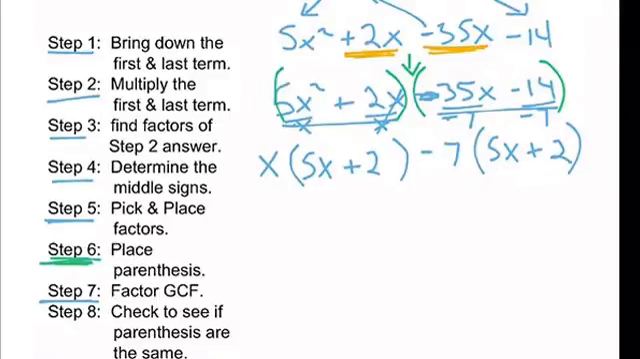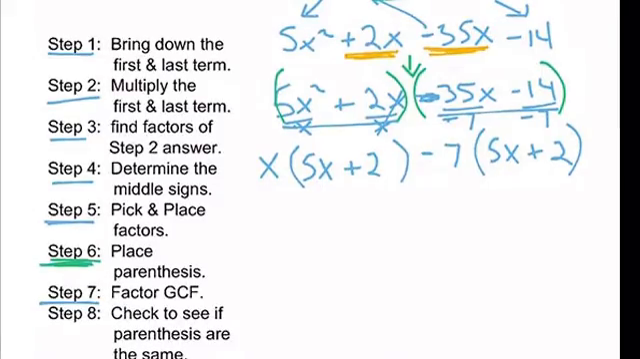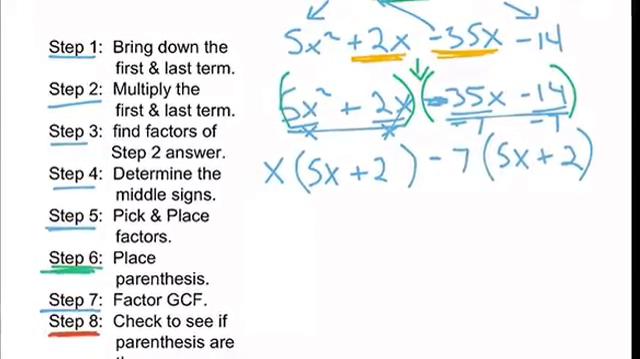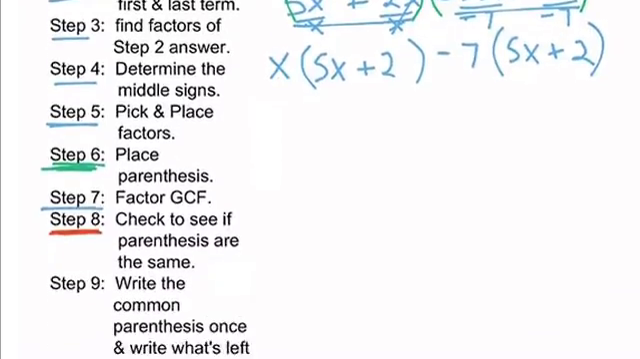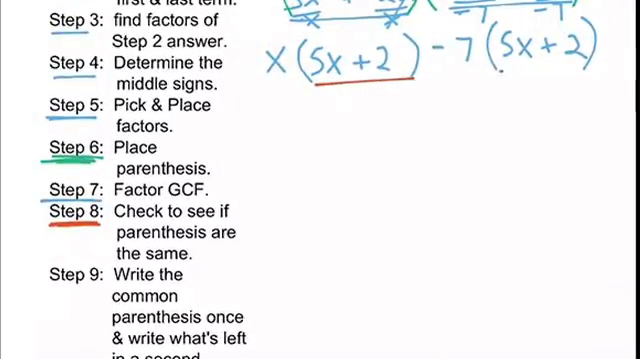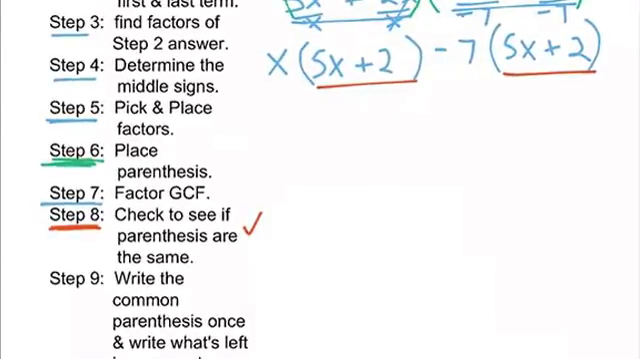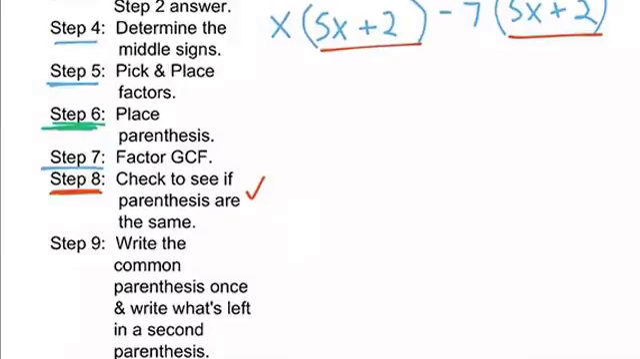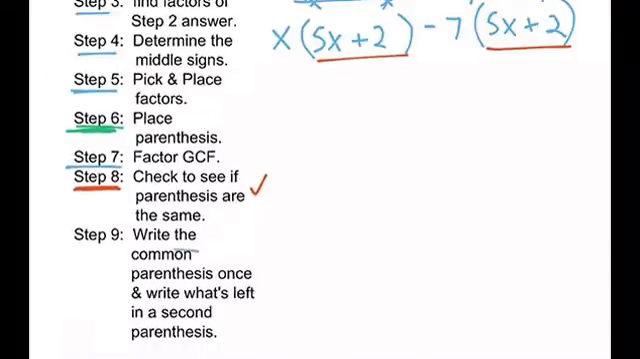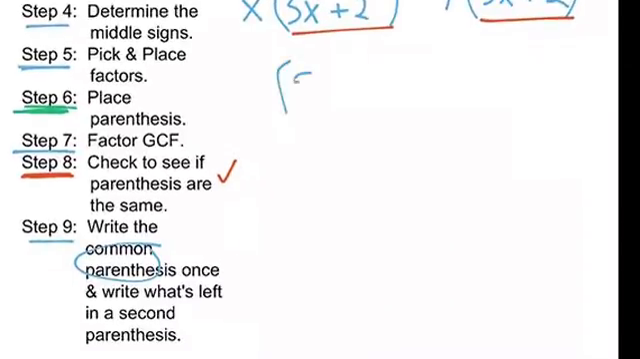And I'm done factoring. Now what I want to see right here, this is my check step, number 8. I need to check to see if the parentheses are the same. I'm talking about these two parentheses that I have. They both have the same thing in them, same sign, same numbers, same everything, 5x plus 2. That tells me I'm doing it right. So, step 9 is write the common parentheses, okay? So, 5x plus 2, that's my common parentheses.